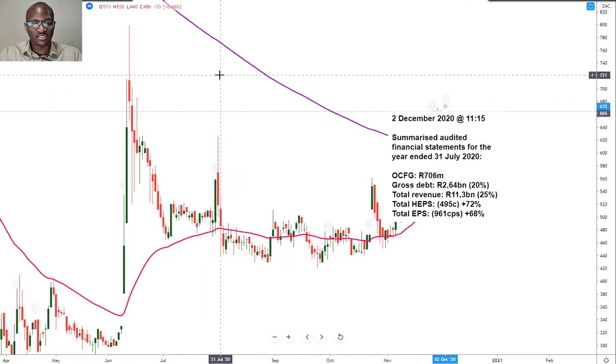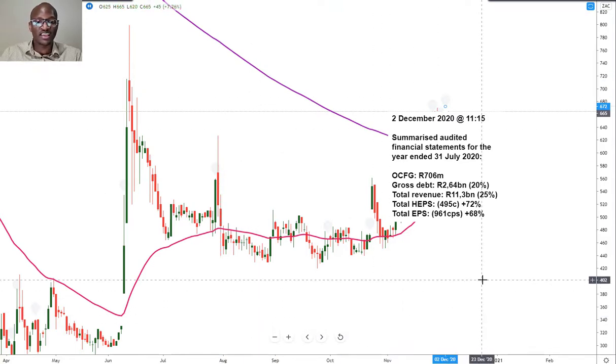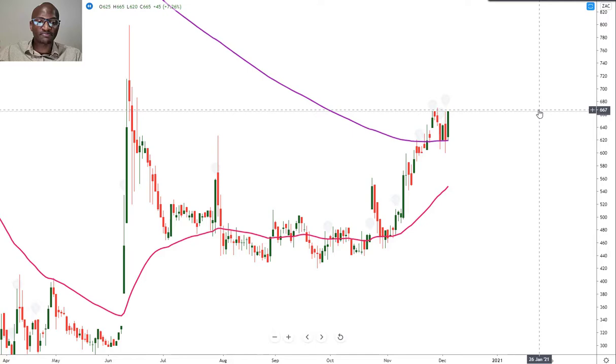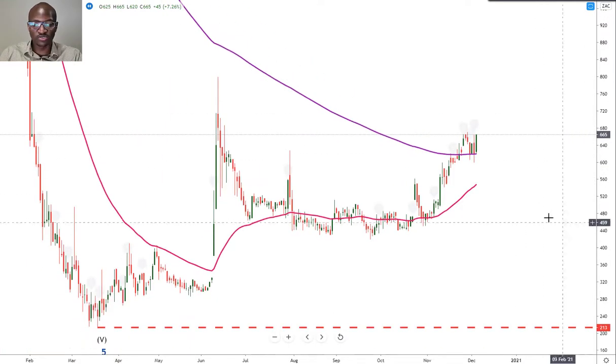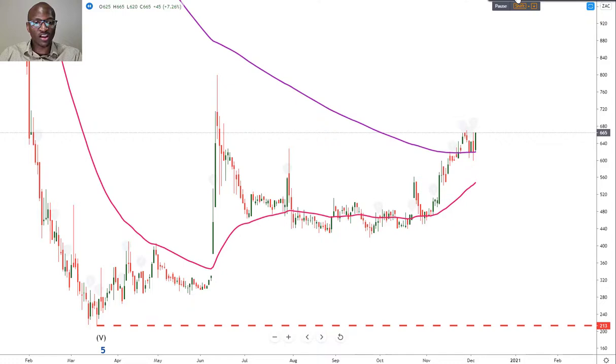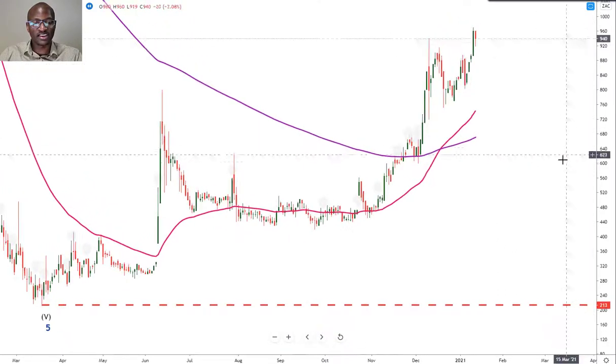And 2nd December, finally, the results came out. Cash generation is back. Gross debt is down 20% year on year, now standing at 2.6 billion. Total revenue is still down 25%, but headline earnings and earnings per share, even though it's still losses, have massive improvements, 72%, 68% respectively. And this was the last major news article to date. And we can now see how the market reacted going forward.